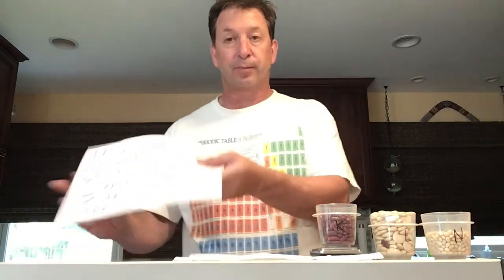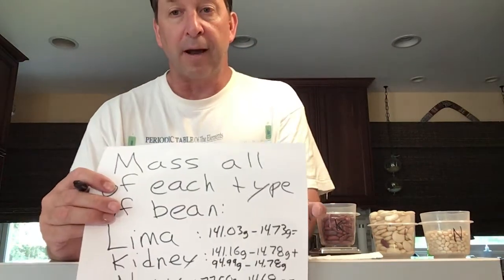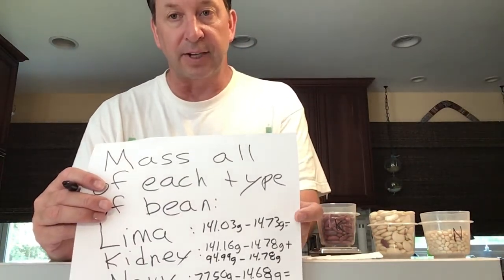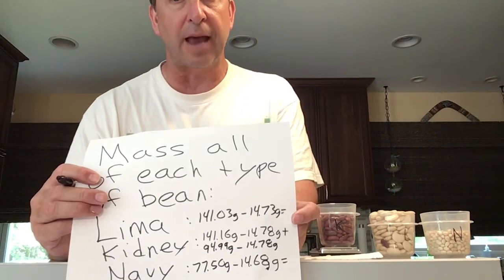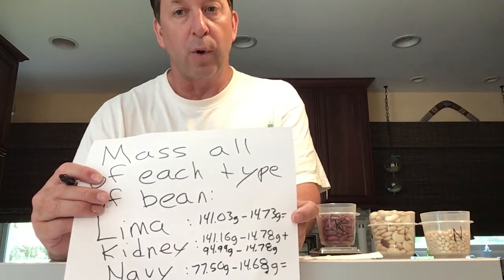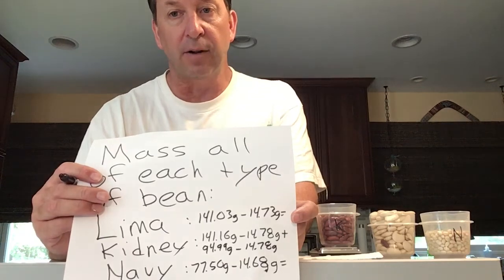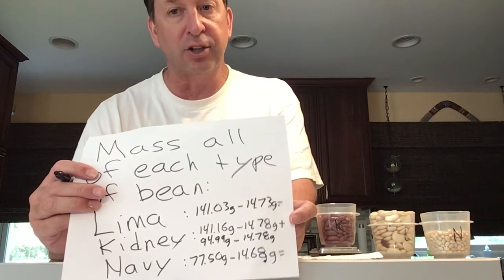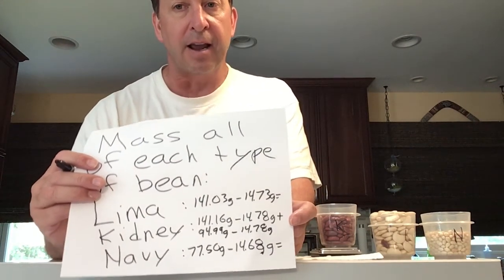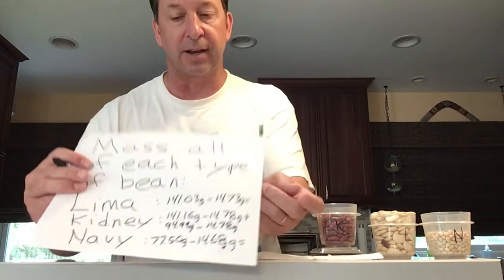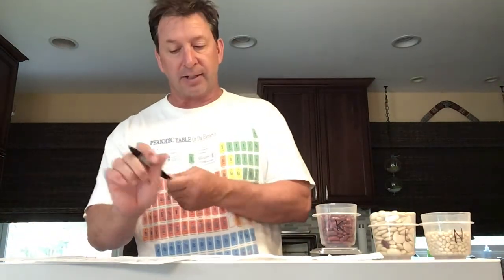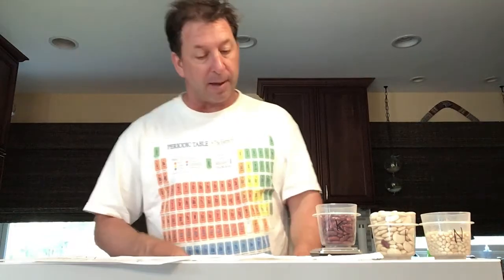So we have the limas minus a container. The kidneys, we had to do 2 containers, okay? We weighed them once with a container that was full, and then we did it again. Each time we're subtracting the mass of the container, and finally we have the mass of all those navies, minus the mass of the container. Once we have the mass of all of them and the mass of one of them, you should be able to figure out how many beans there are of each type.